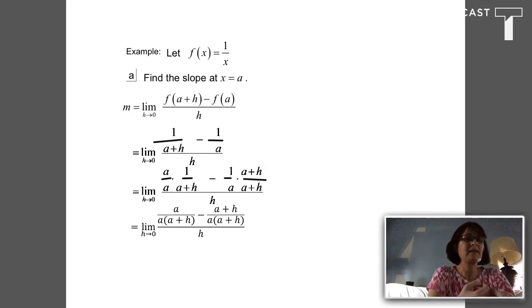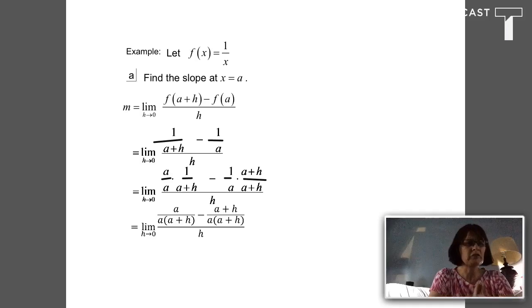In this example, I'm asked to find the slope of the curve f of x equals 1 over x. And instead of being asked to find the slope at a particular x value, I've been asked to find the slope at an abstract x value, which I'm going to call a. I can still use the same process to find the slope. What I'm going to get at the end is a formula I can use to find the slope of the curve for any x value.